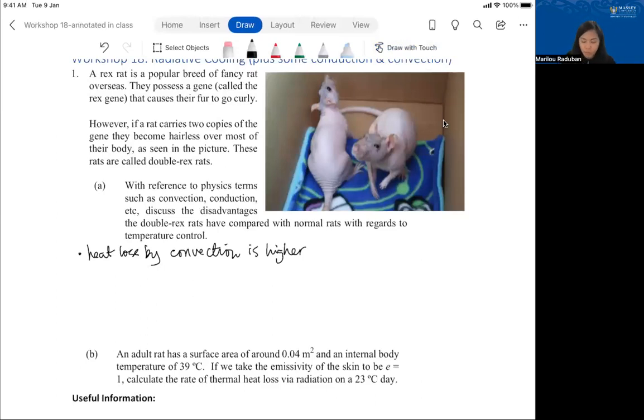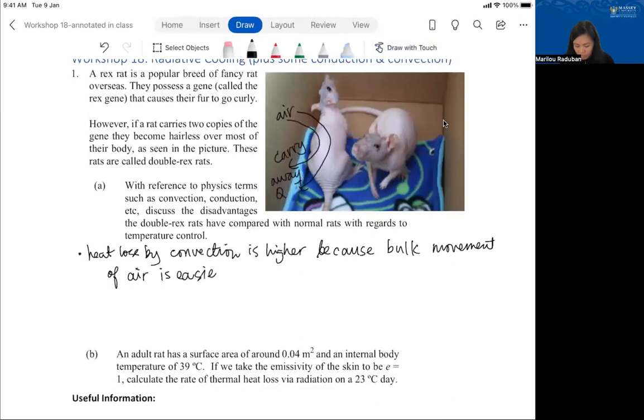Convection, again, is the bulk movement of air. So imagine air moving across the skin of the rat, and as air molecules brush across the skin, they carry away heat from the skin of the rat. If you have the normal rat with fur, the fur traps air, and the trapped air insulates the skin and protects it from the circulating air. So heat loss by convection will be higher in the bald rats because bulk movement of air is easier. And as air moves across the bare skin, the air carries away heat.